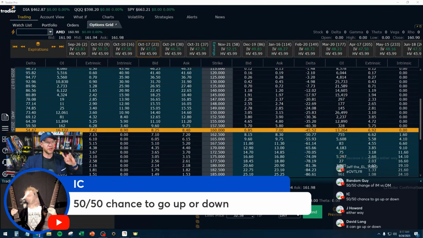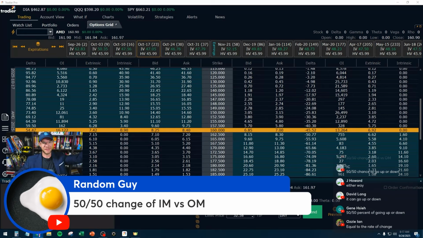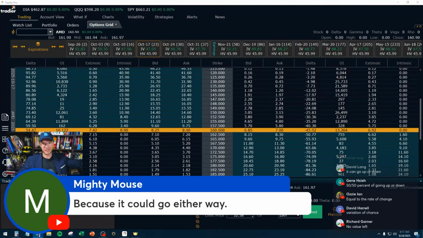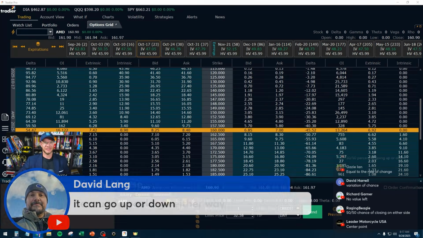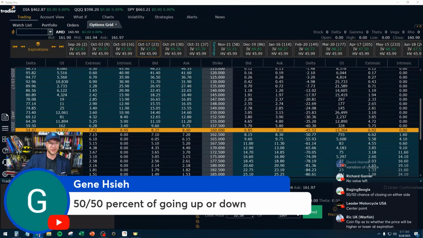50% chance it could go up or down. Boom, nailed it. 50-50 chance of in the money versus out of the money, because it could go either way. You guys get it. It could go up or down, out of the money or in the money.